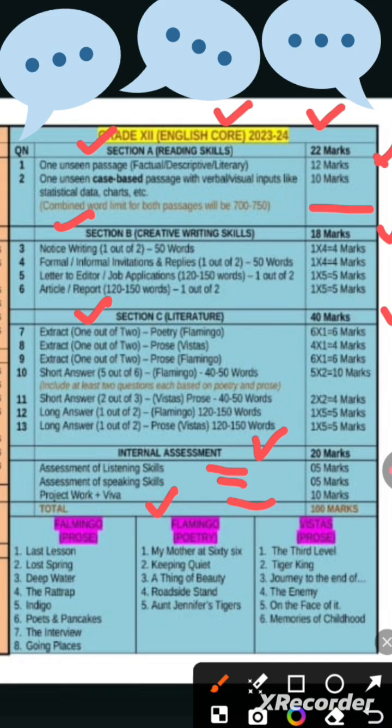And then you have, as you are familiar with, your prose lessons and your poetry: poetry from Flamingo, prose from Flamingo, and prose from Vistas. All right, with this I would love to conclude this session. I hope you have understood the nuances.